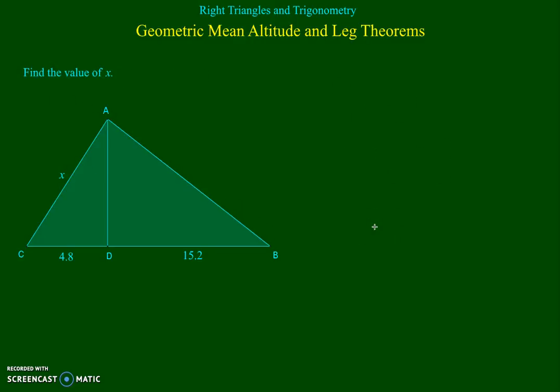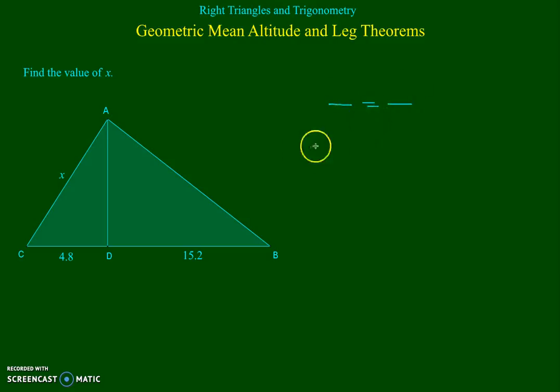In this problem, we have a very different situation. We don't know anything about the altitude here, but we know the two segments on the hypotenuse, and we're looking for this leg AC. This is a classic signature of the geometric mean leg theorem. When you have the hypotenuse broken apart and you are looking for or know one of the legs of the big right triangle. So the geometric mean leg theorem states that the leg is the geometric mean. So it's another geometric mean problem.